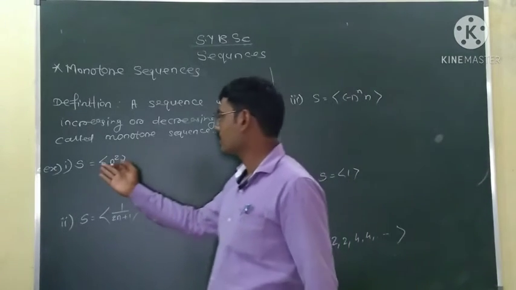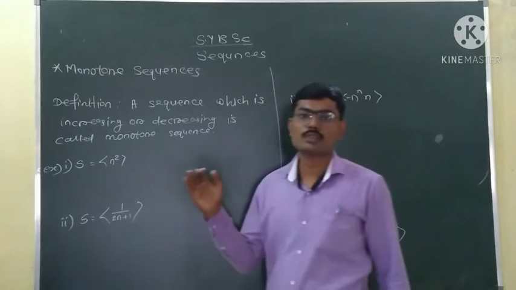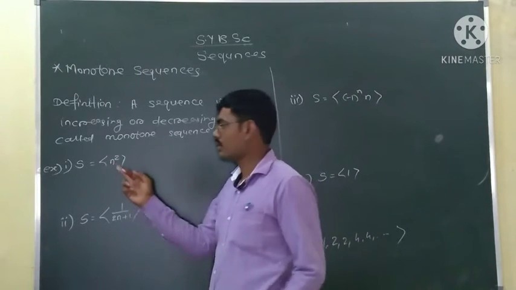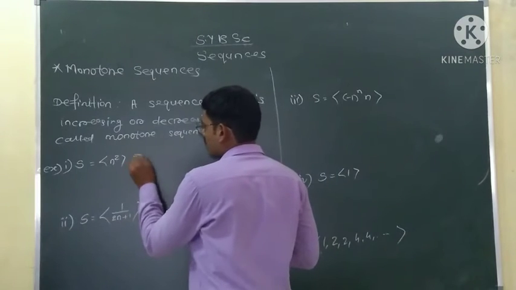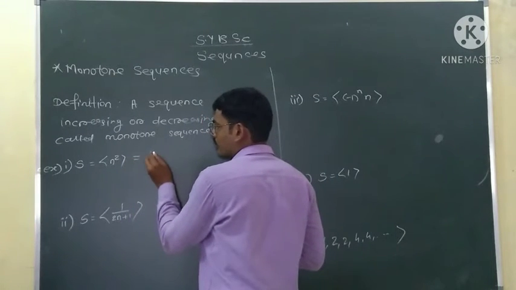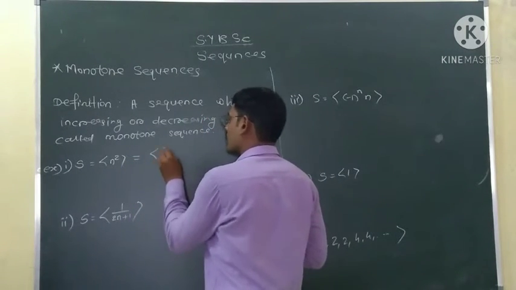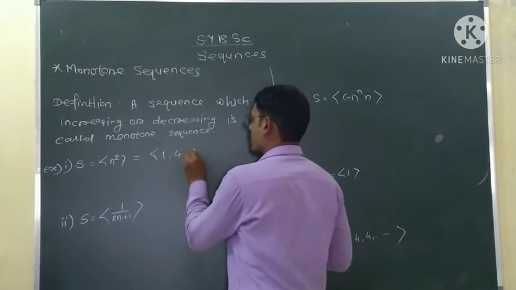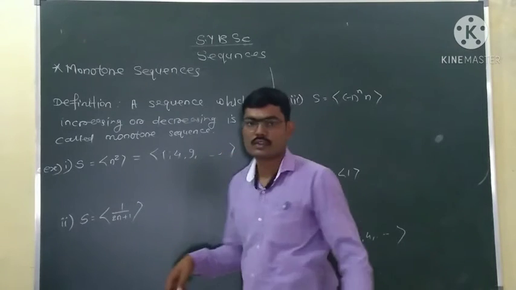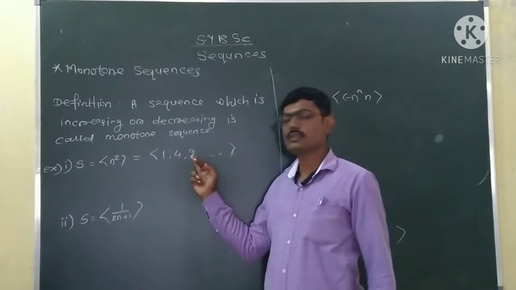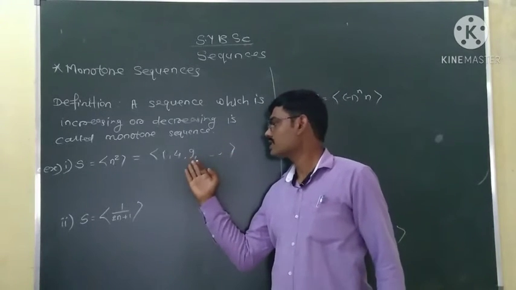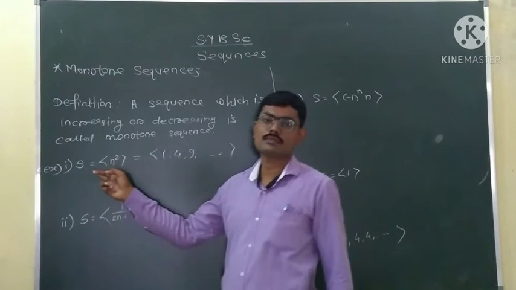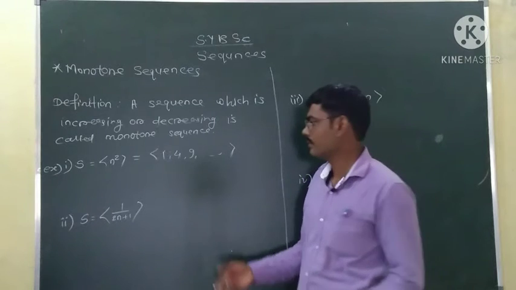So the first example is the sequence of squares of natural numbers. The nth term is n square. So what are the elements of this sequence? 1 square is 1, 2 square is 4, 3 square is 9, and so on. Now see, each next term is greater than its previous term. So the sequence is monotonically increasing.